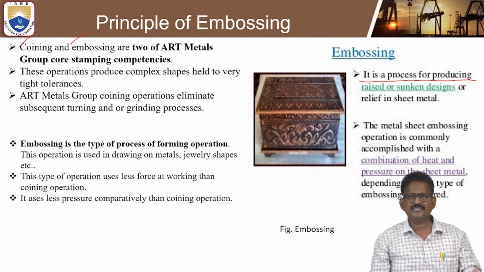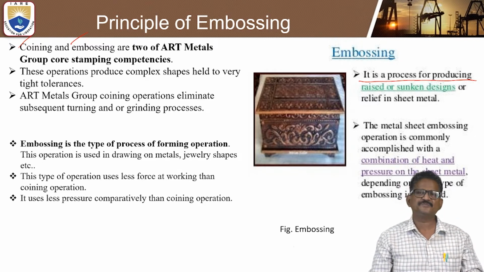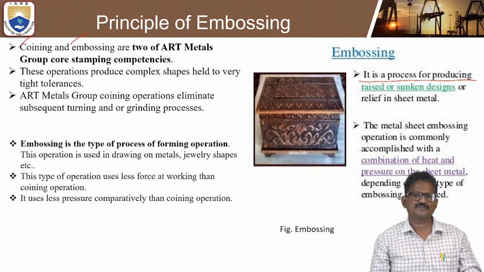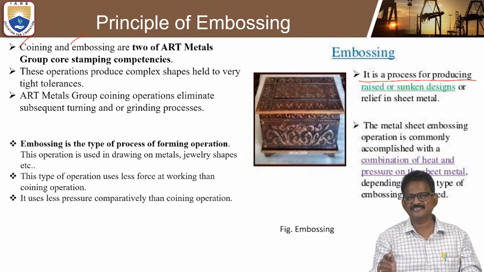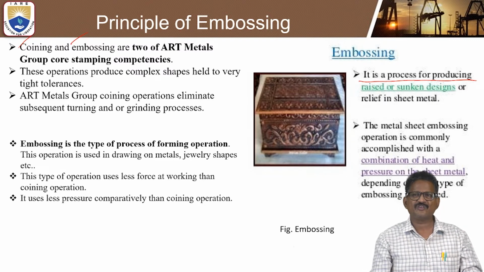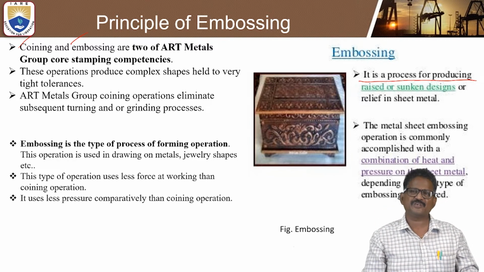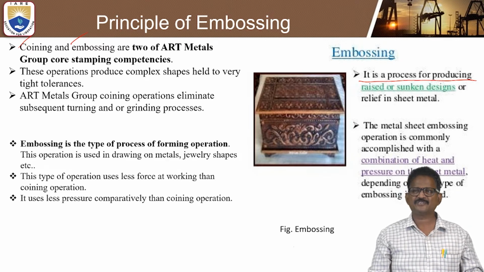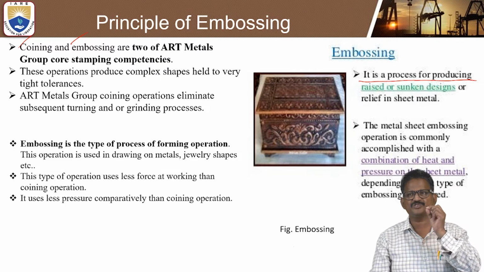There is also a group called cold stamping, so you can simply say it is a cold stamping process. These operations produce complex shapes held to very tight tolerances. Coining is obviously simpler, but in embossing some complexity will be there, and obviously some heat is required. Wherever required, some turning and finishing processes like grinding and surface finishing operations are also needed. This is the main principle involved in the embossing process.